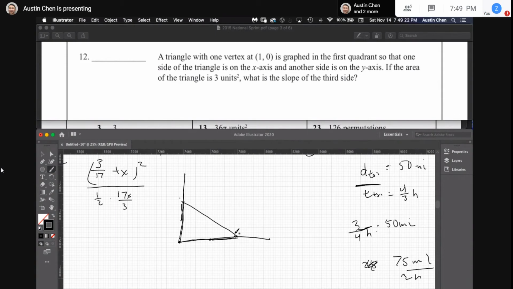And we know that this point is at (1, 0), so this side has to be 1. Okay, and then we know that the area of the triangle is 3 units squared, right? So 1/2 times this equals 3, right? Which means that this has to be 6, right? All right, and then it's pretty easy to see that the slope is just -6, right? Because we go 1 unit right, we go 6 units down. Yep, that's our answer.